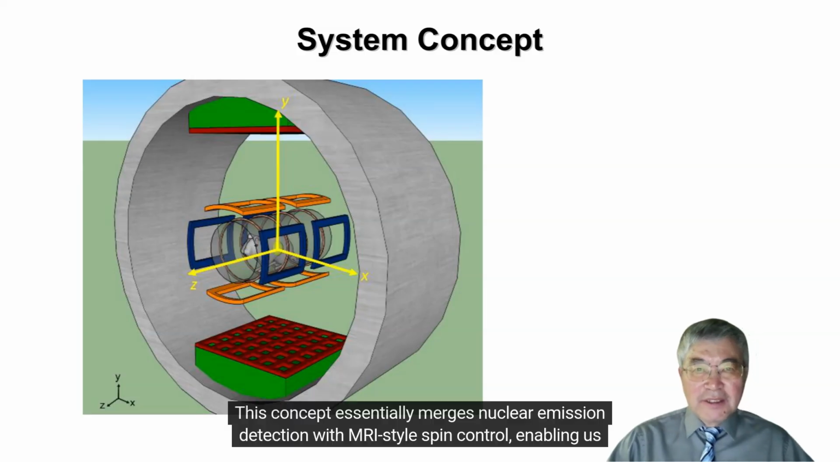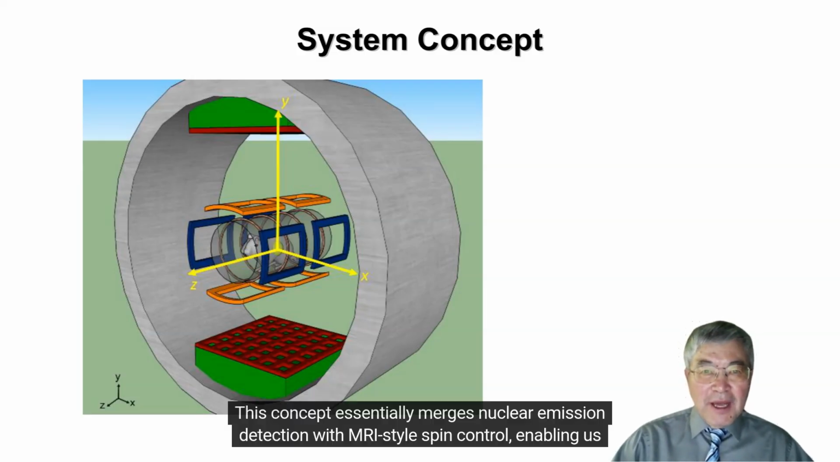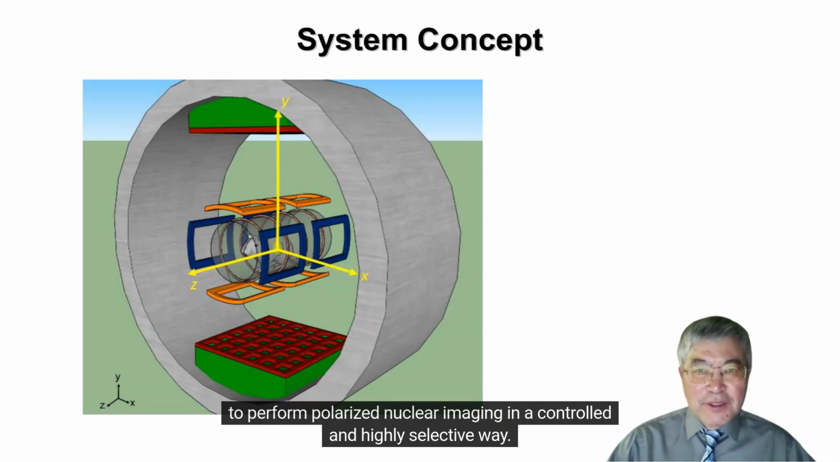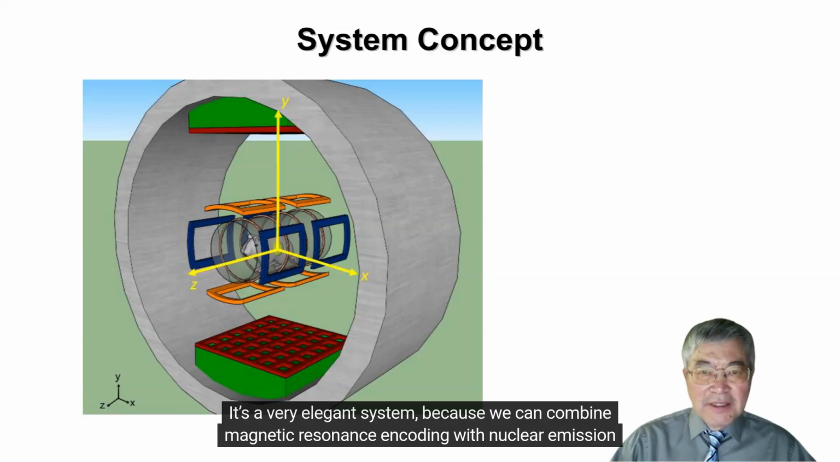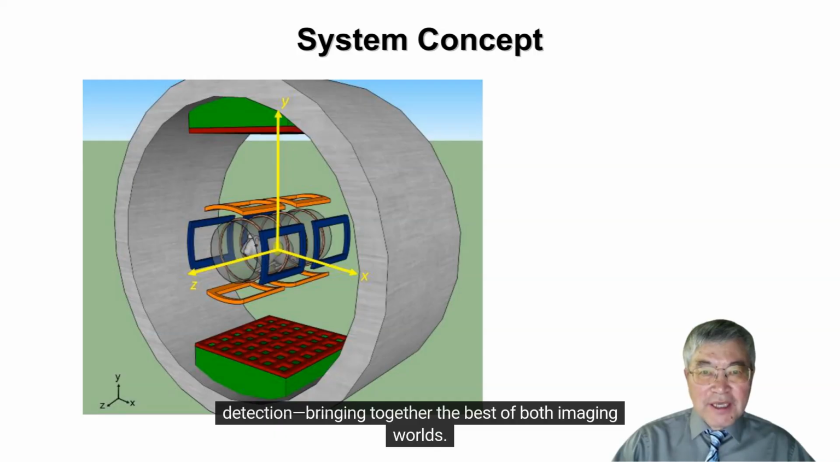This concept essentially merges nuclear emission detection with MRI-style spin control, enabling us to perform polarized nuclear imaging in a controlled and highly selective way. It's a very elegant system because we can combine magnetic resonance encoding with nuclear emission detection, bringing together the best of both imaging worlds.